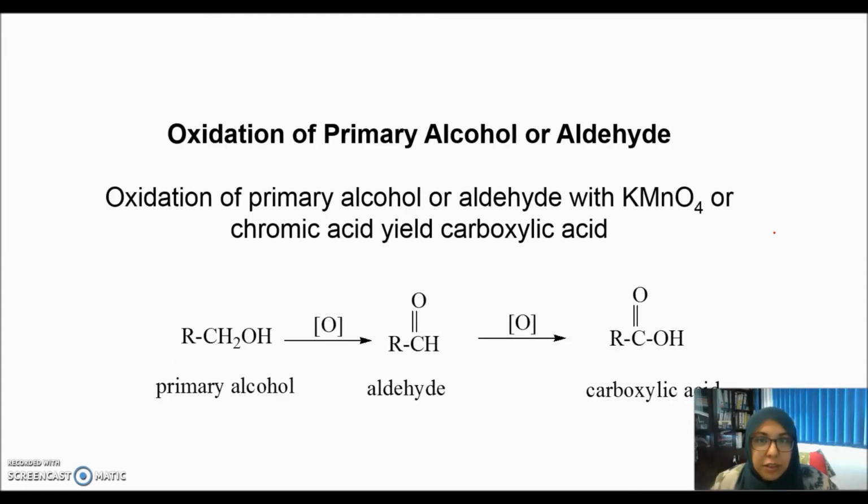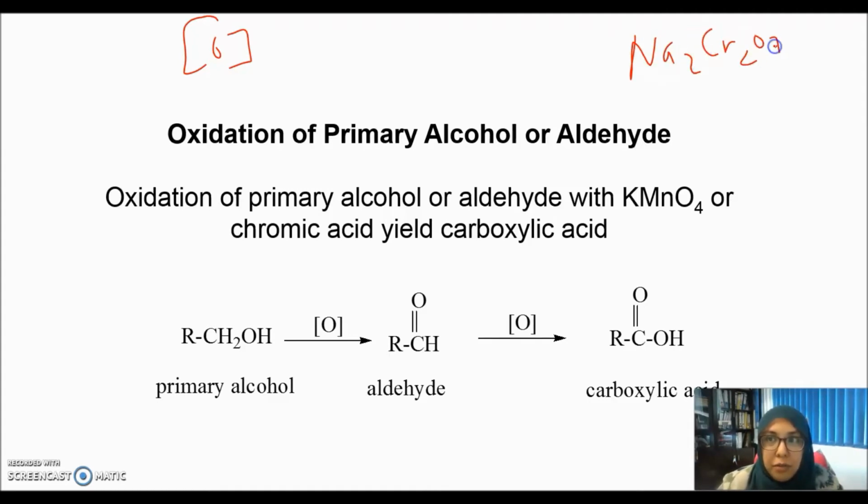The first one is oxidation of primary alcohol or aldehyde. We have seen this. Okay, O here means oxidation, O there means oxidation, and the oxidation reagent that we can use is chromic acid. You will use sodium dichromate, usually written like that. Okay, this is an arrow. So if you oxidize primary alcohol using this reagent, you will get acid. If you oxidize aldehyde with this reagent, you will also get acid.